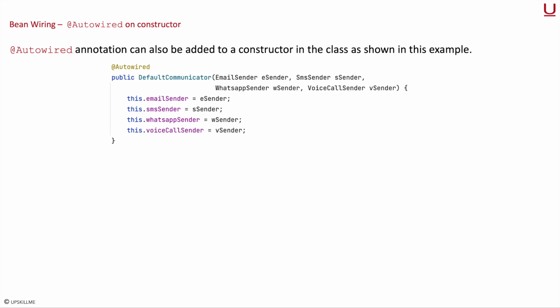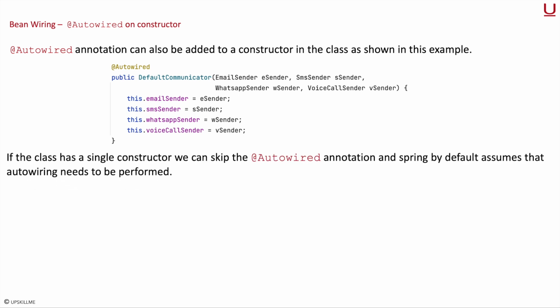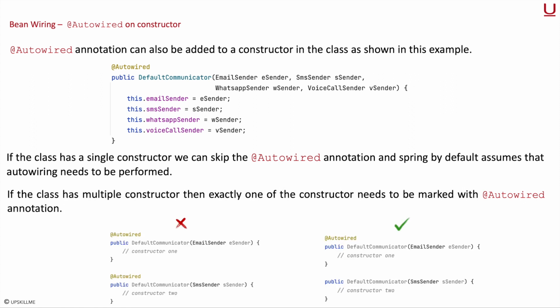Lastly, the Autowired annotation can also be added to a constructor in the class as shown in this example. If a class has a single constructor, we can skip the Autowired annotation on the constructor, and Spring by default assumes that autowiring needs to be performed. If the class has multiple constructors, then exactly one of the constructors needs to be marked with the Autowired annotation.